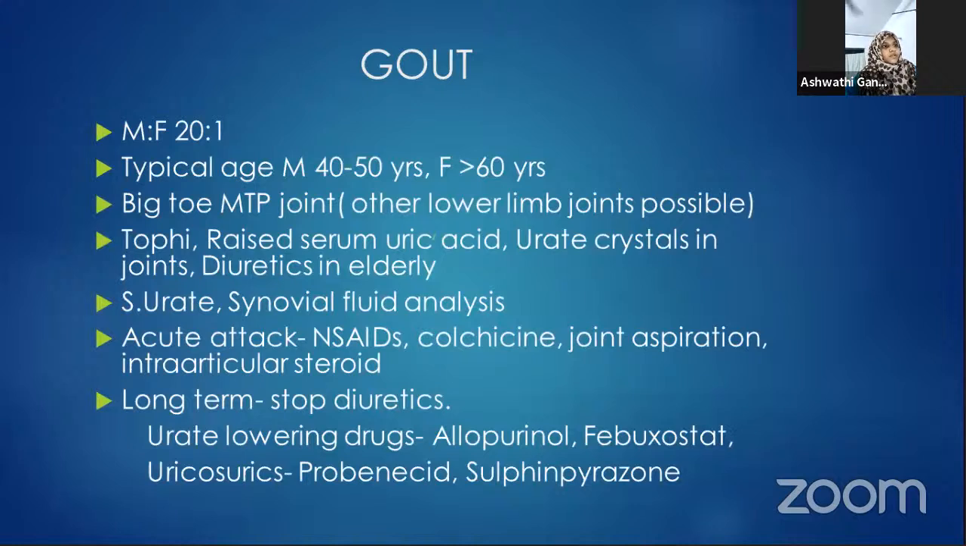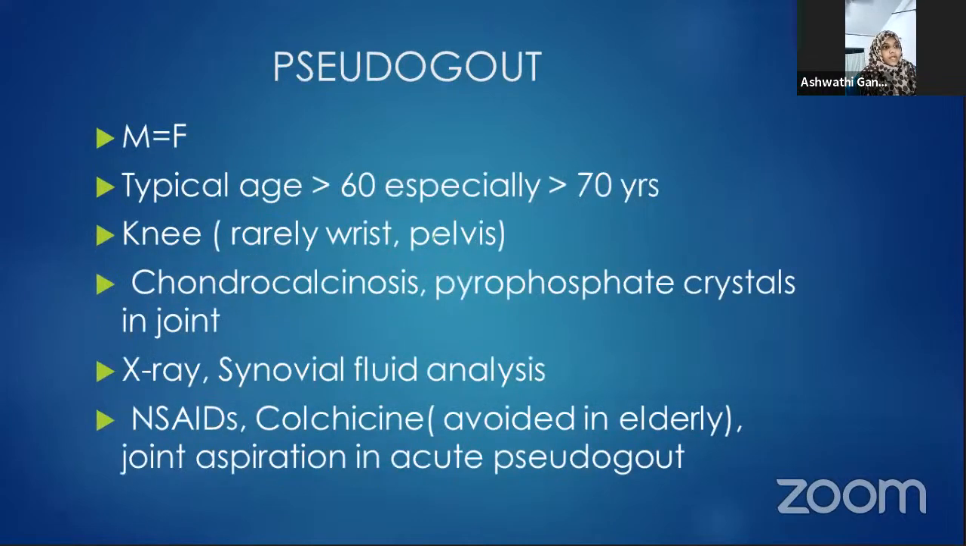Coming to pseudogout, pseudogout is a disease of the elderly, mostly the knee. Chondrocalcinosis and pyrophosphate crystals in the joint can be seen on synovial fluid analysis. Here, NSAIDs, colchicine, these all can be given. Colchicine is usually avoided in the elderly.